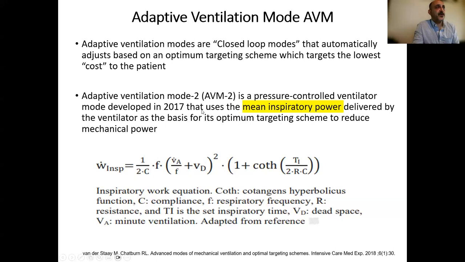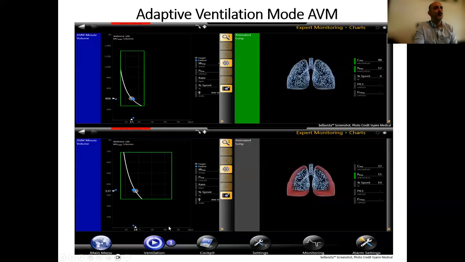So, adaptive ventilation mode 2 was developed in 2017. The target scheme it tries to target is the mean inspiratory power delivered by the ventilator as the basis of its optimal target scheme to reduce the mechanical power. And as you can see, the formula here and another formula are pretty complicated. This is engineering that I can't even say that I really understand. But the equation takes into consideration compliance, respiratory frequency, resistance, inspiratory time, the dead space, minute ventilation. So we're not going to go through the equation. Don't worry about this.